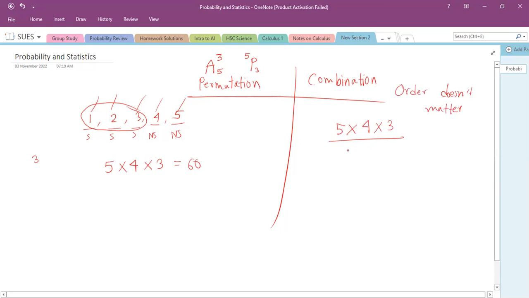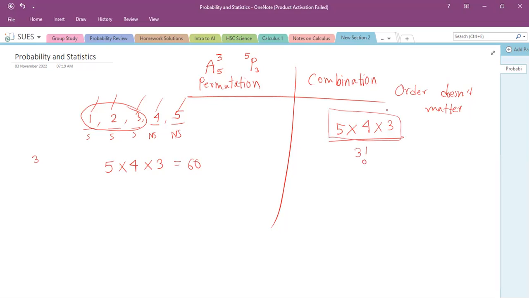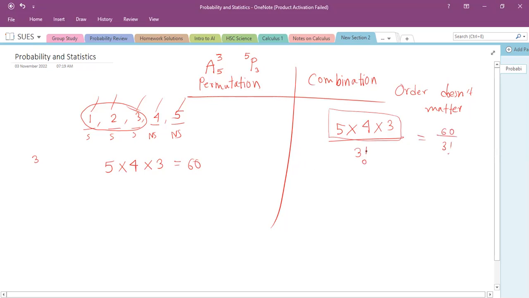So we have to divide by 3 factorial, because these 3 numbers can also be arranged in 3 different ways. We divide so that we can omit those arrangements. So the answer will be 60 by 3 factorial. Why do I write 3 factorial? Because 3 numbers, let's say 1, 2, and 3, can be rearranged in 3 factorial ways.